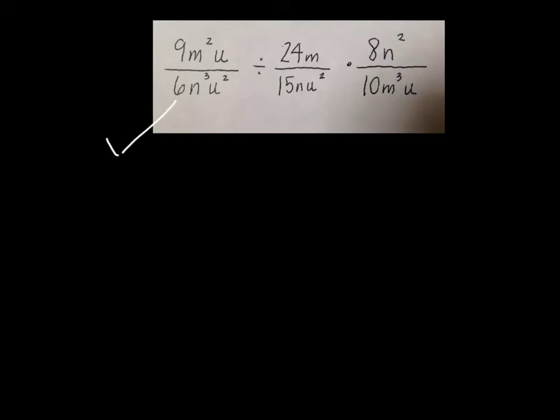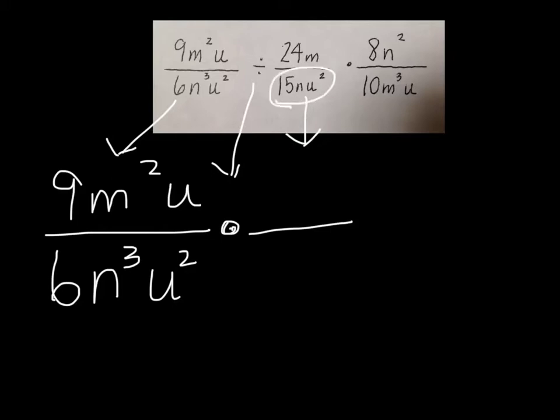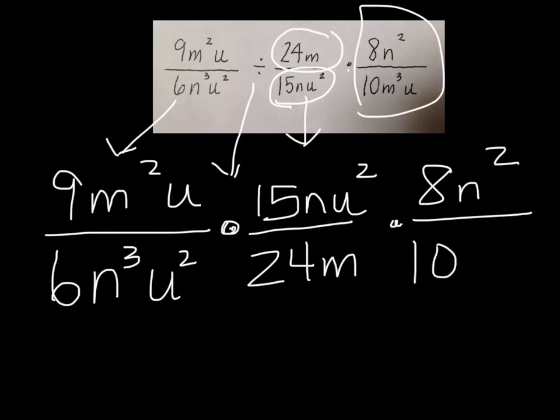So my first one is going to stay exactly the way it is. 9m squared u divided by 6n cubed u squared. But I'm going to change this to multiplication as long as I flip this second fraction. So that 15nu squared is going to become the numerator, while the 24m becomes the denominator. And then multiply by, and I'm going to keep that exact same thing because it's multiplication. I'm not changing where that is. So I'm going to multiply it just like this.